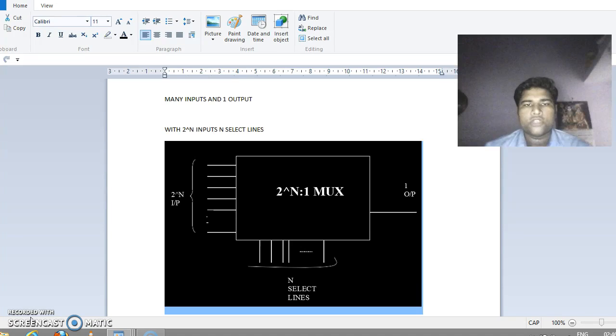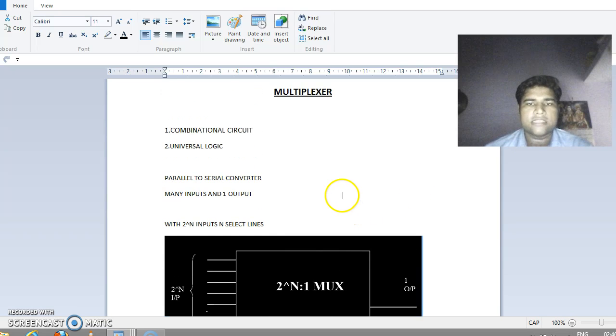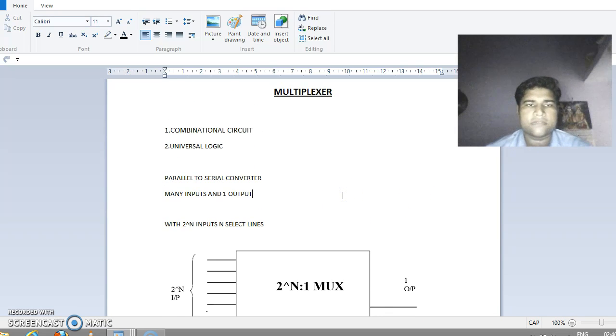Today I am going to teach a very simple but tricky topic of digital electronics, that is multiplexer. So let me start. What is multiplexer? Multiplexer is basically a combinational circuit, which means that it has more than one gate but no feedback and clock. Now it is a universal logic. It means that with the help of this combinational circuit we can design any logic in digital electronics. Simply, as we have universal gates, NAND and NOR, multiplexer is a universal logic.